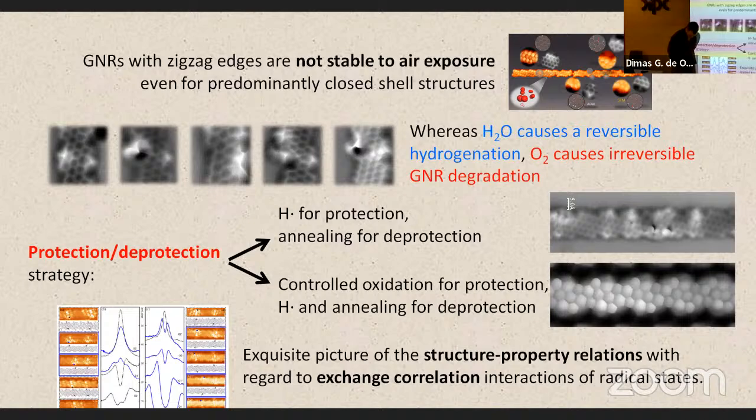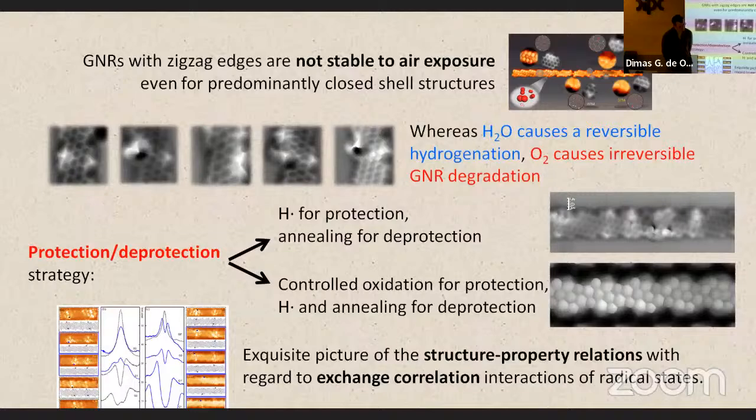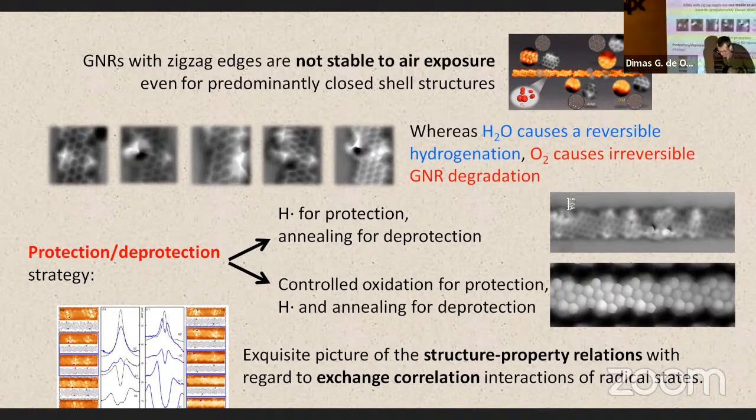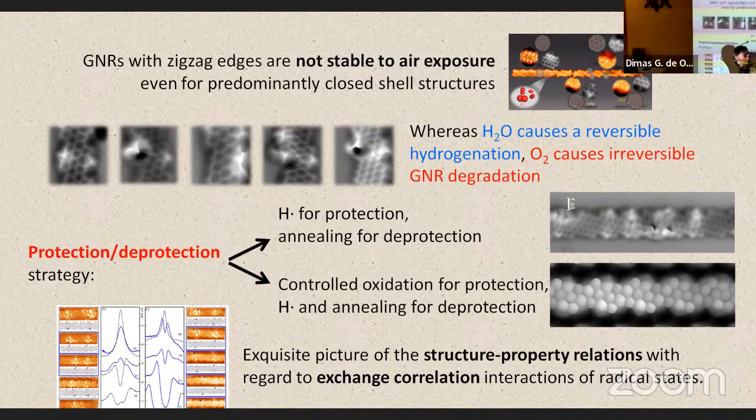Can you try to reversibly hydrogenate, then irreversibly oxidize, and then remove the hydrogen as a way to control the oxidation, at least partially?